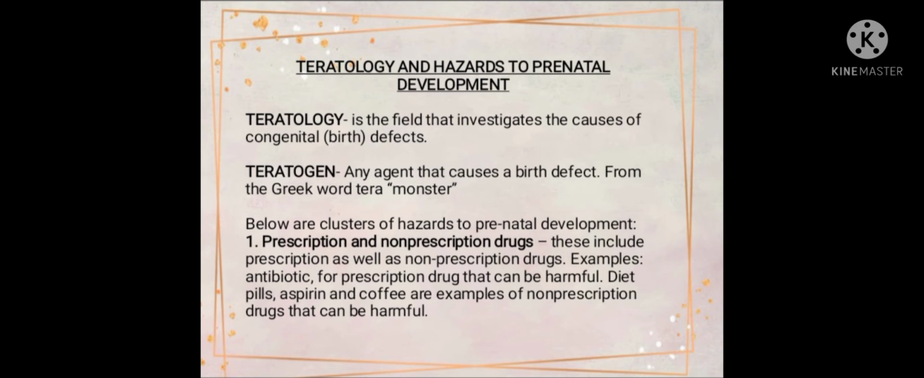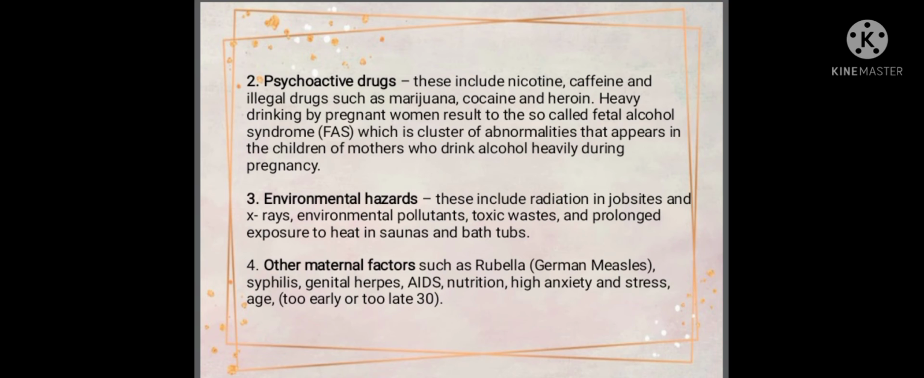An example of a harmful non-prescribed drug is caffeine, which easily crosses the placenta and can increase the risk of miscarriage or low birth weight. Diet pills can raise blood pressure. Constant elevated blood pressure during pregnancy can reduce blood flow to the placenta.